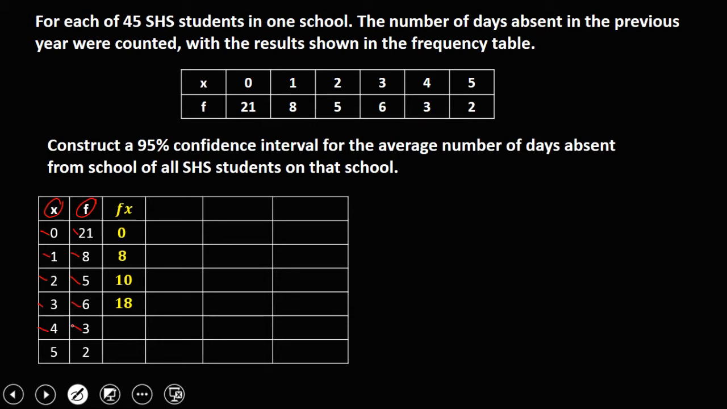4 times 3, that's 12. And 5 times 2, this one is 10. Then to solve for x minus the sample mean, since we don't have the sample mean yet, we need to solve first this sample mean. So to solve for summation of f of x, you need to add all these numbers.